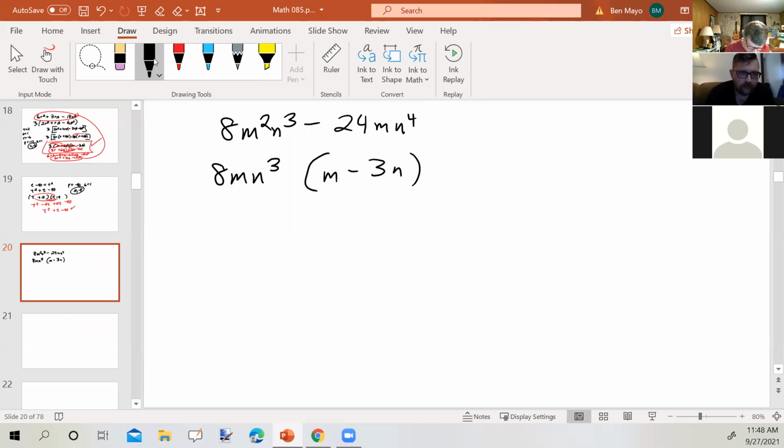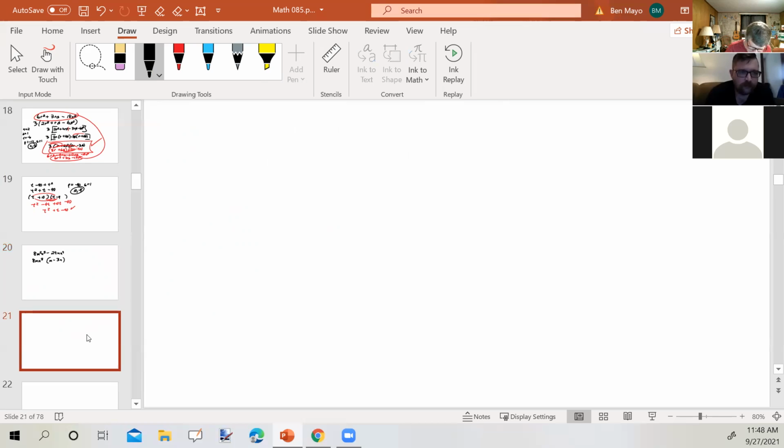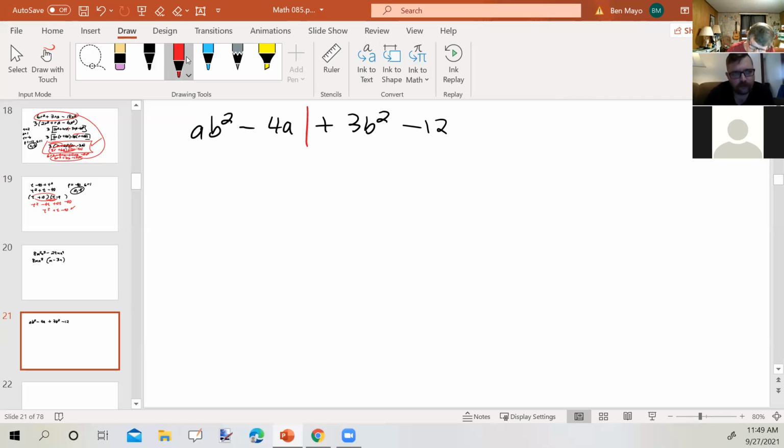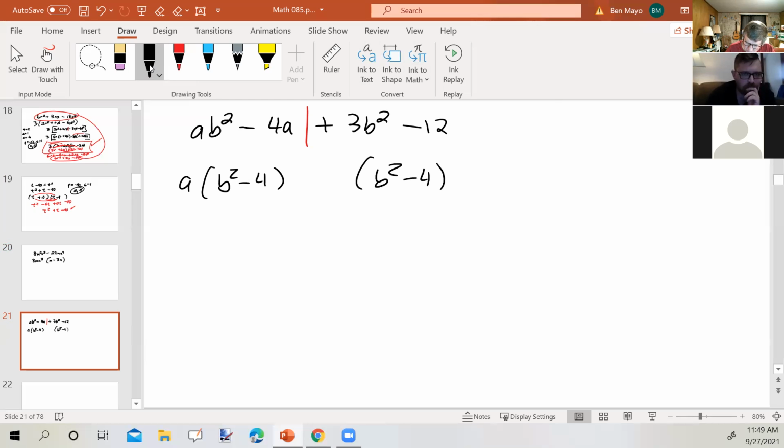How about this one? ab squared minus 4a plus 3b squared minus 12. 4 terms. Is there a greatest common factor for all 4 terms other than a 1? The answer is no. But let's try grouping. So I could take an a out of the first group and have a b squared minus 4, which means I'd have to have a b squared minus 4 over there. Oh, plus 3. Yeah, that works.